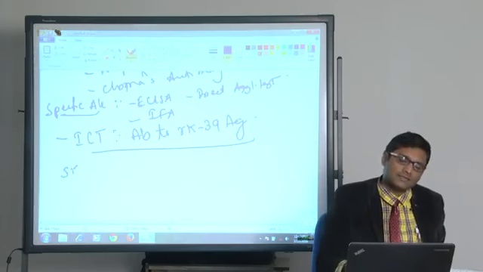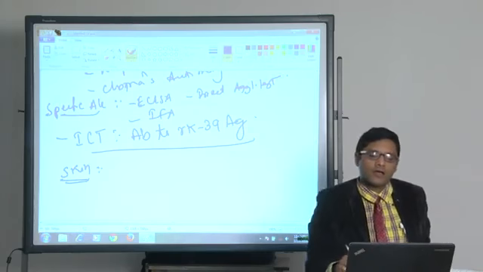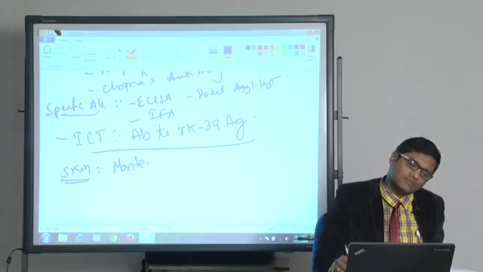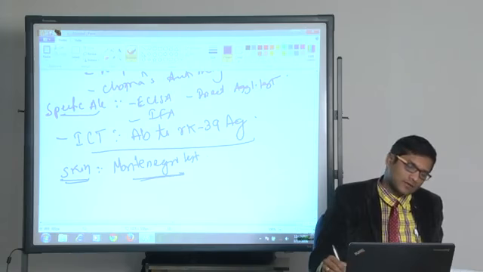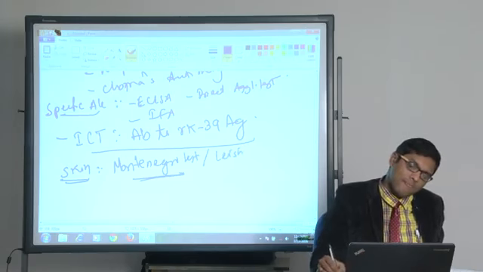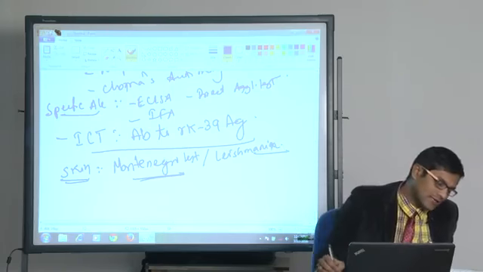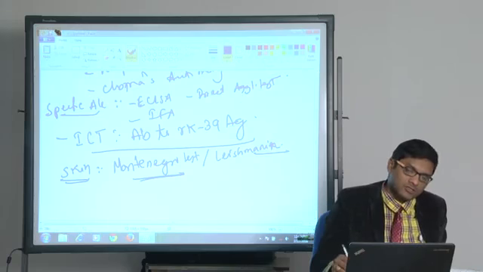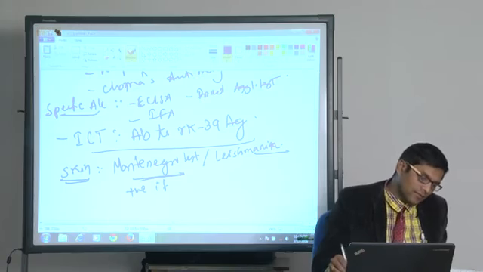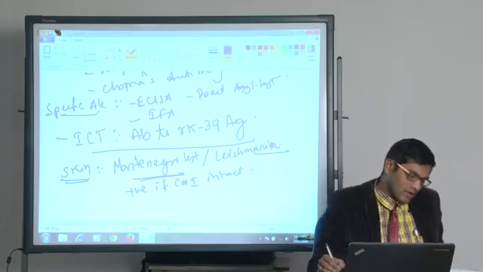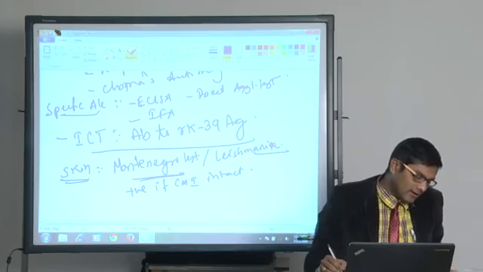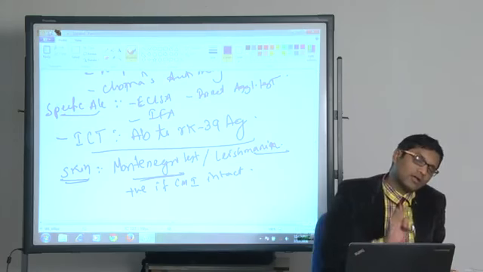Apart from that, a skin test can be done, that is the Montenegro test, or Leishmanin test. They say that the Montenegro test is positive only if the CMI is intact. So in patients with active VL and DCL, the Montenegro test will be negative.